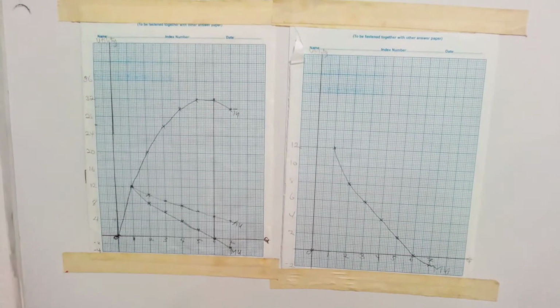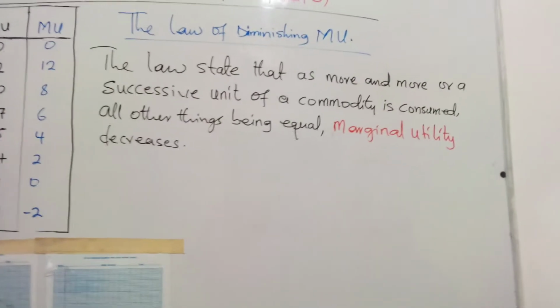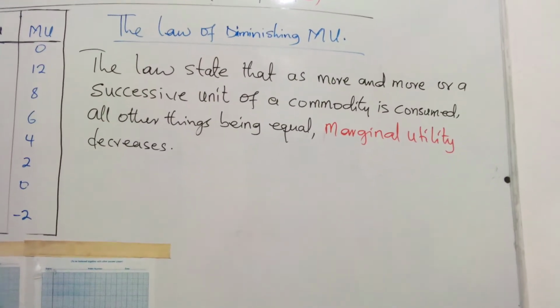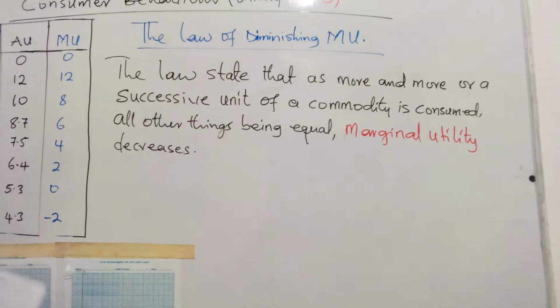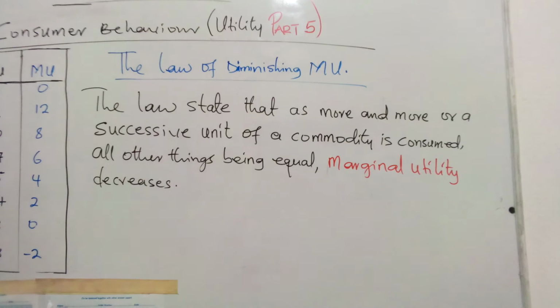We also looked at the relationship. Today our focus in part 5 will be on the law of diminishing marginal utility. We're going to look at what the law says, and then we'll come back and use the table to explain the law. So stay back and enjoy this part.